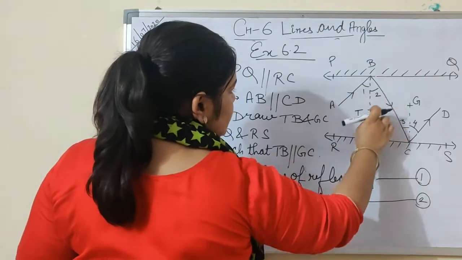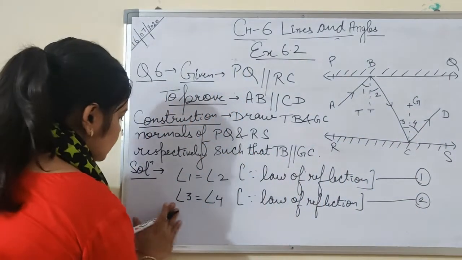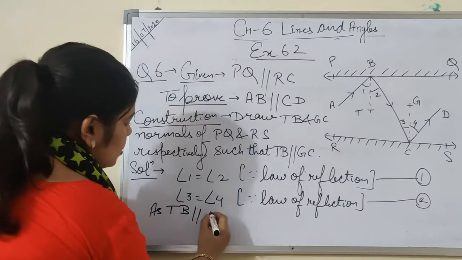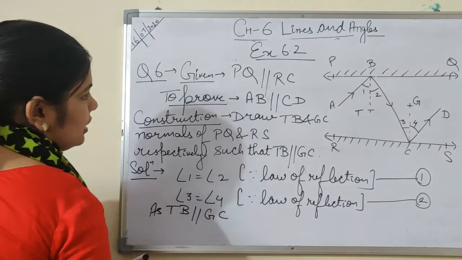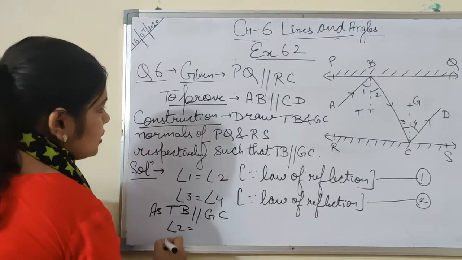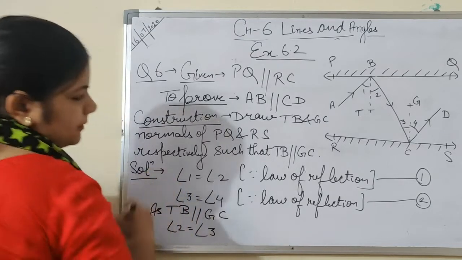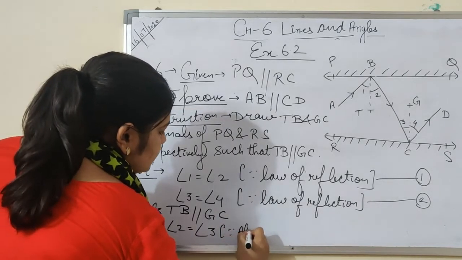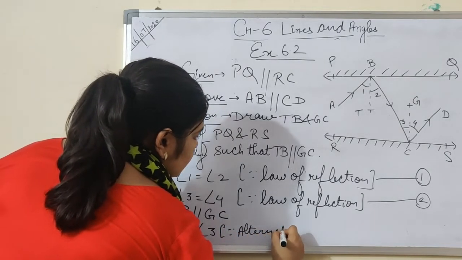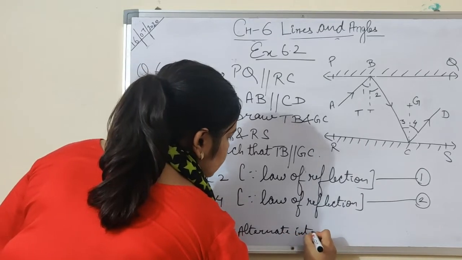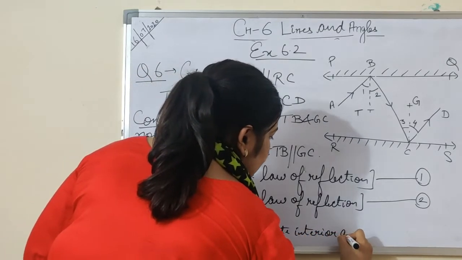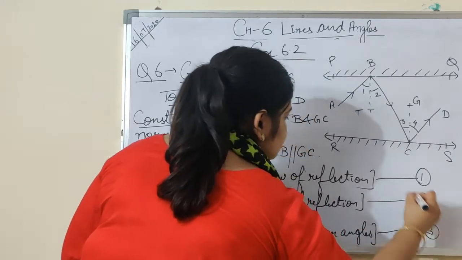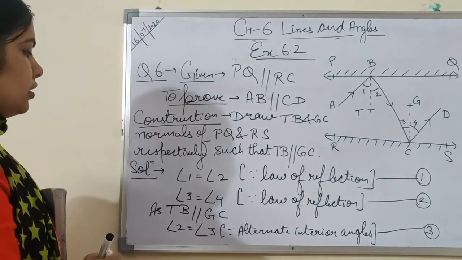That as TB is parallel to GC, so what I can write? That angle 2 is equal to angle 3 because of alternate interior angles. Okay, name this equation as equation number 3.